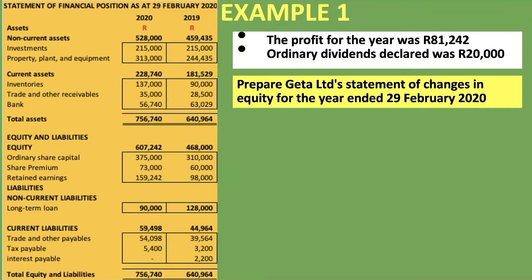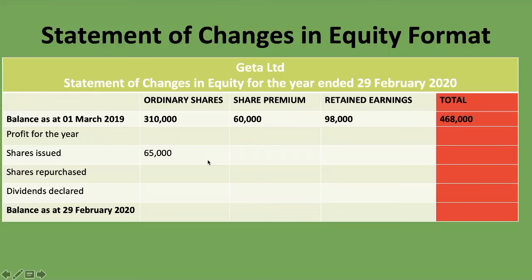Now, you could have been told in additional information that you issued shares, and you'll see it in our second example. So we're going to take the 375,000 Rand minus the 310,000 Rand, and we will get what the ordinary shares issued is. And it gives us an amount of 65,000 Rand. 375,000 minus 310,000 gives us 65,000 Rand, and there is our shares issued.